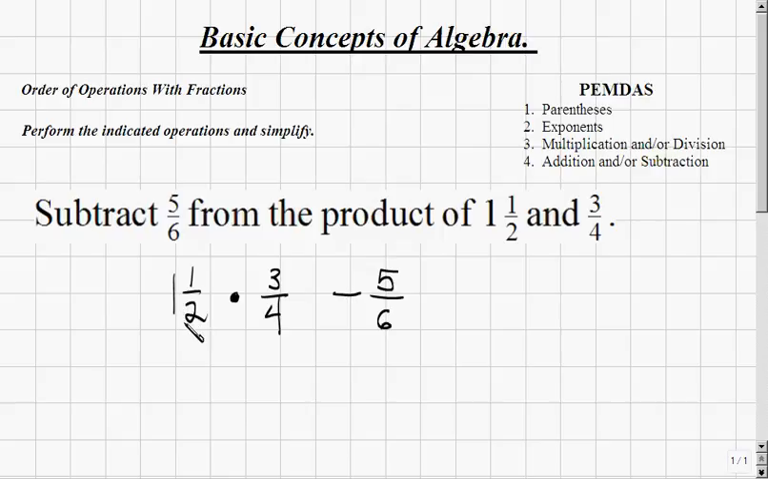Well, taking one step back, in order for us to multiply 1.5 by 3/4, we should first convert 1.5 to an improper fraction. To do that, we'll multiply 2 times 1 and then add 1 and then write that over 2. So this becomes (2 times 1 plus 1) over 2. Writing everything else down, we'd have multiplied by 3/4 minus 5/6.